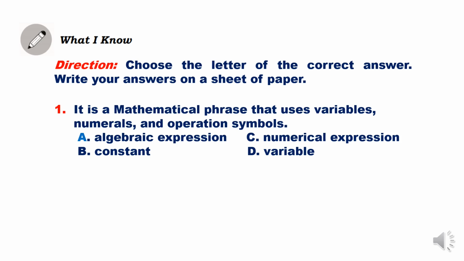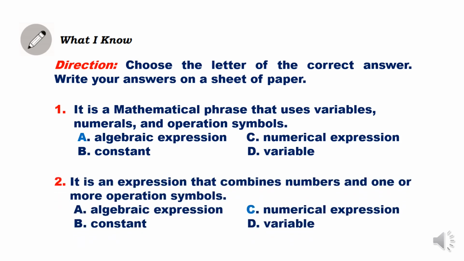1. It is a mathematical phrase that uses variables, numerals, and operation symbols. A. Algebraic expression. B. Constant. C. Numerical expression. D. Variable. 2. It is an expression that combines numbers and one or more operation symbols. A. Algebraic expression. B. Constant. C. Numerical expression. D. Variable.